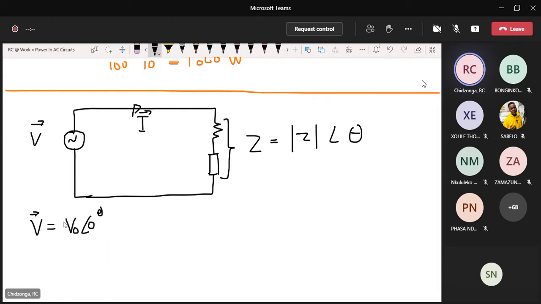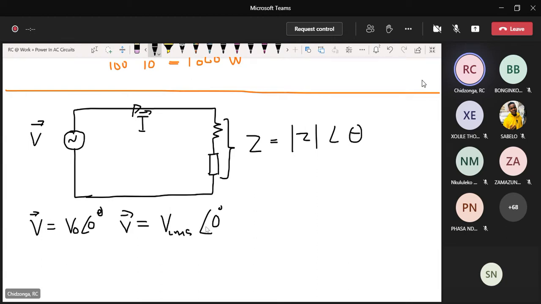That is the strictly correct thing. But in calculations, we are not interested in most cases with the peak value. We are interested with RMS values. So you'll see that we normally use this RMS value with an angle, and we write the phasor like this with the RMS value.